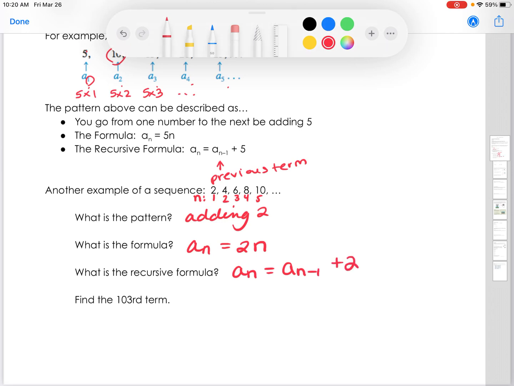And now we want to find the 103rd term. Well, it'd be crazy to keep counting until we got there. We'd be here for quite some time. But what we can do is use one of these formulas. So we can do a sub n is equal to 2n, probably the easier one to do. So a sub 103 is going to equal 2 times 103. So we're going to get 206 for that 103rd term. All right.